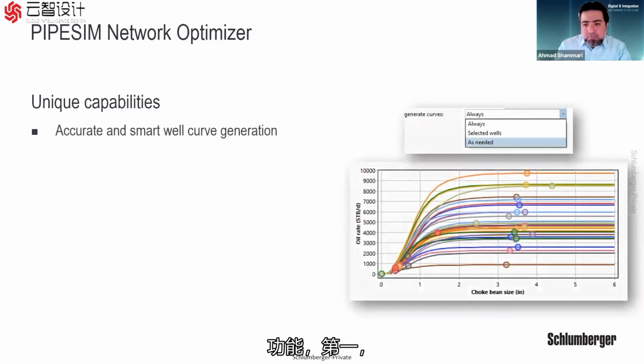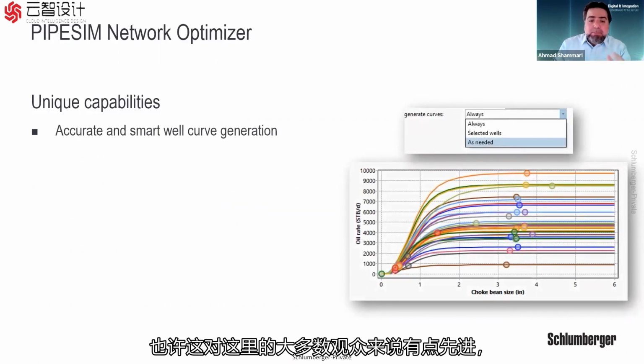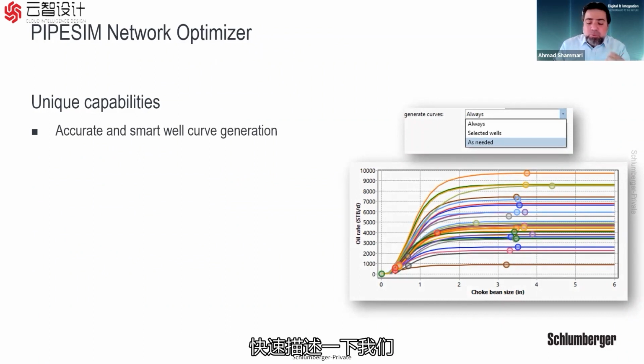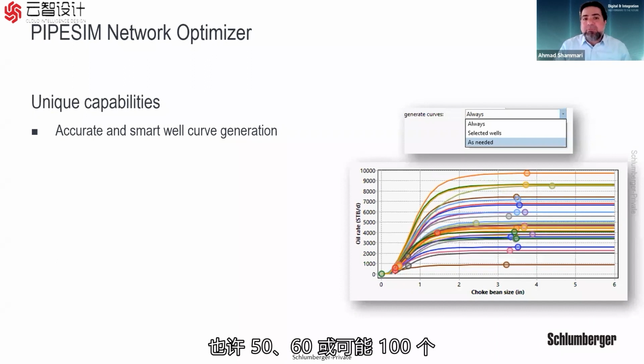Number one, we have what we call accurate and smart well curve generation. Maybe this is a bit advanced for most of the audience here, but let me just quickly describe what we're talking about. For the network optimization, in order for the simulator to find the optimum settings, it actually needs to run maybe 50, 60, or maybe 100 network simulation settings to find the optimum.